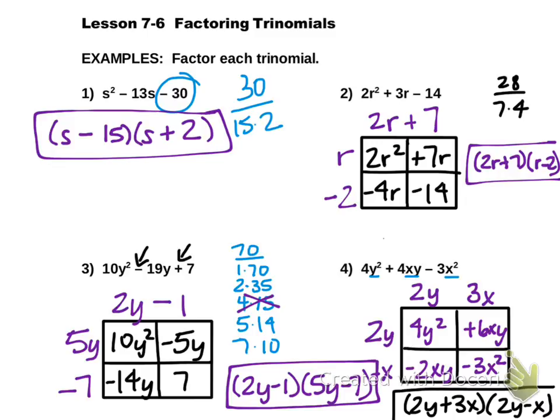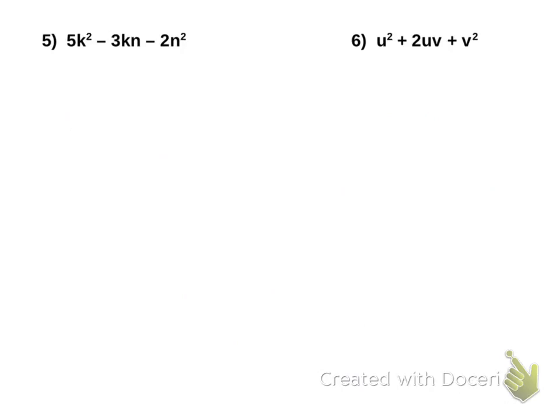If you want to do 1x, that would be okay, but technically it's just x. So that's kind of what it looks like with the two variables. We should have a little extra variable hanging out, and that's perfectly fine. Here we have number 5.